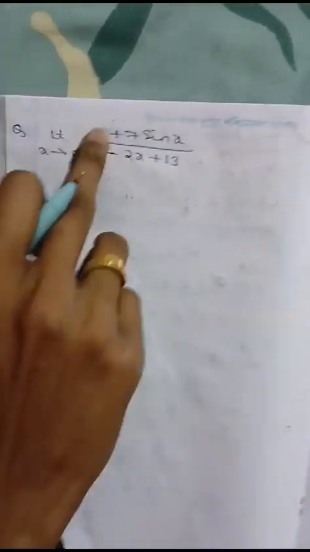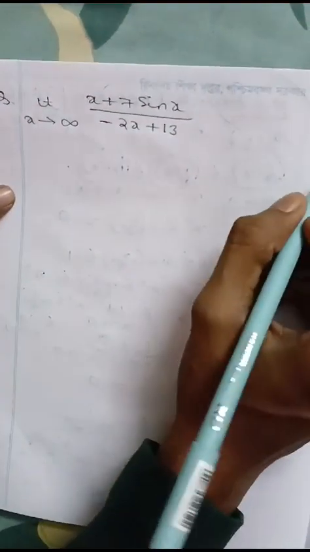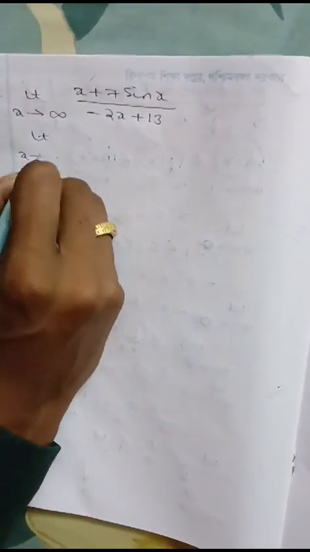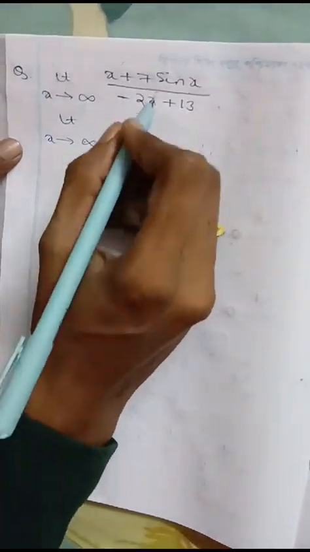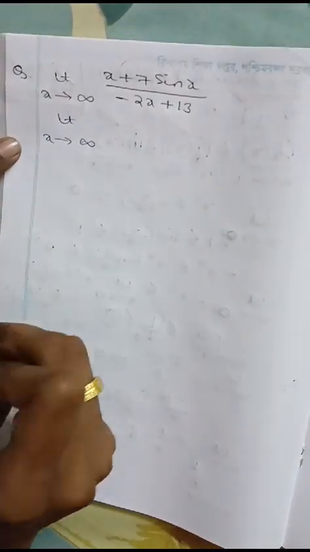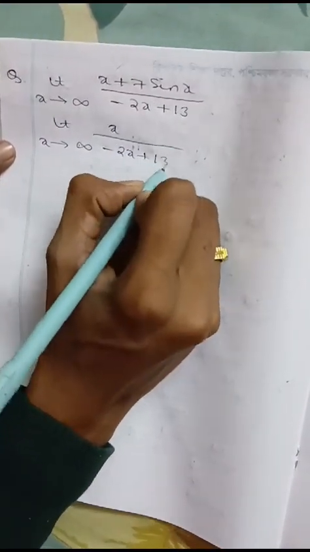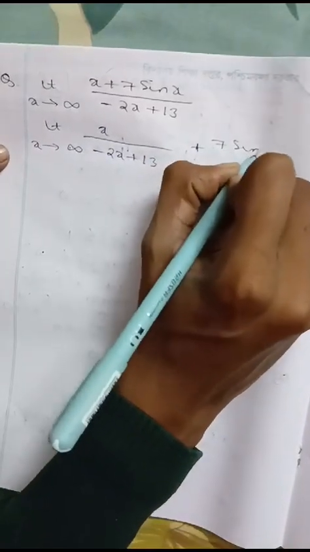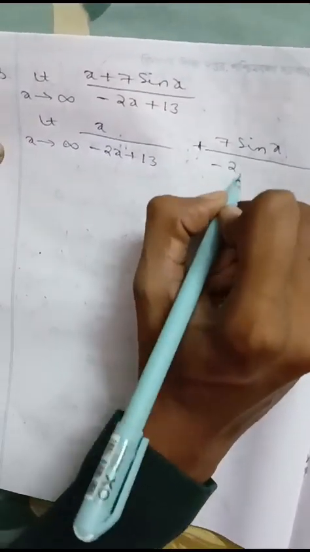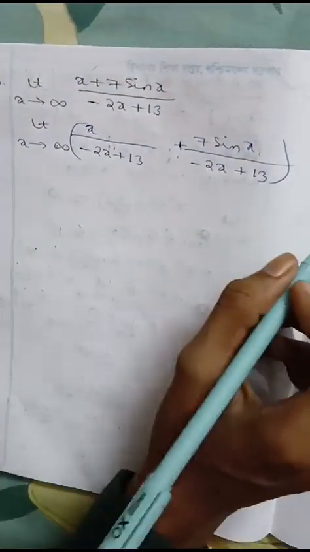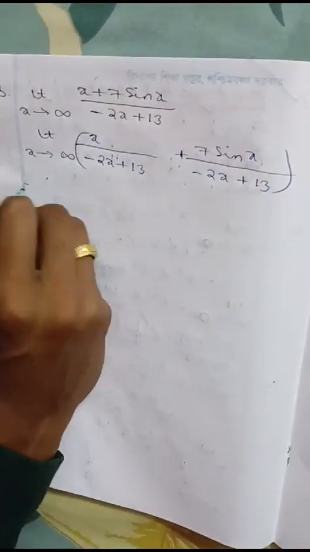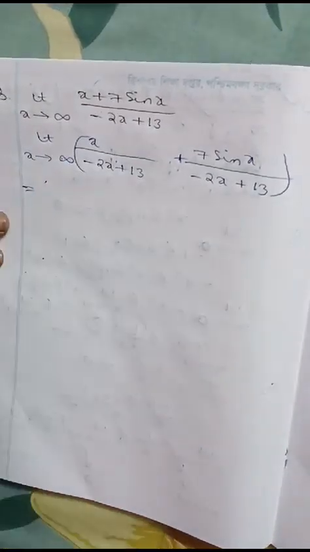Let us take this example also. Here there are two functions, so let us divide. The limit as x approaches infinity, let us separate the two functions according to the fundamental concept of limit: x upon -2x plus 13, plus 7 sin x upon -2x plus 13. It can be separated by using the simple standard format of limit.